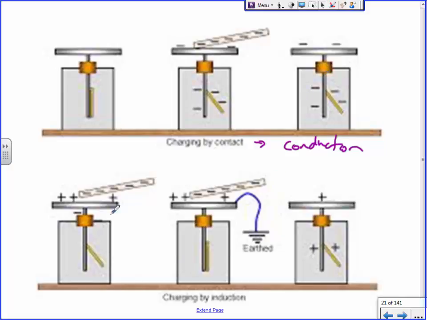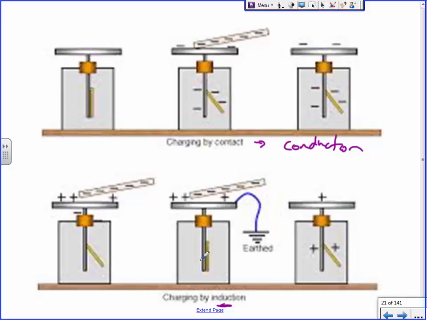Whereas here's the induction one. I guess it's already written down there, right? Induction, I bring the negative close. All of the positive comes to the top. All of the negative goes down to the bottom. Now, if I have a ground right here, I can actually have all of the negatives just go into the ground, and you see how nothing happened to them. Right?